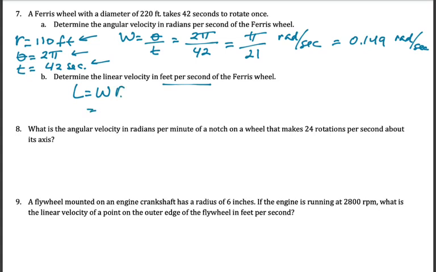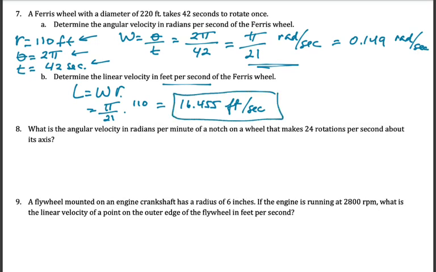So my angular velocity we just figured out. I'm going to use the exact answer first. So we'll say pi over 21, and you're going to multiply that times the radius, which is 110. When you type that in your calculator, you're going to get 16.455 feet per second. And that's your linear velocity for that.